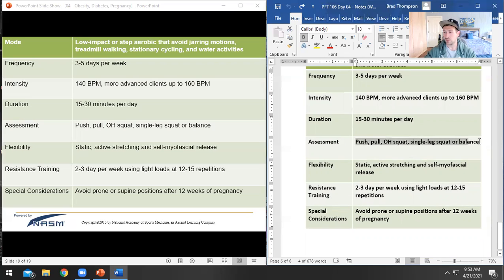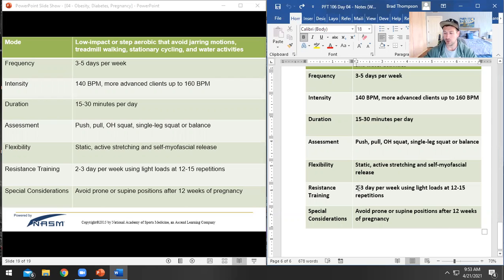Totally normal assessments. We don't have to make very many adjustments here. Pushing assessment, pulling assessment, overhead squat. If they can do a single leg squat, go for it. If they can do a single leg balance, go for it. Flexibility training, we're going to see mostly static and active stretches as well as self-myofascial release. You'll notice we're skipping dynamic stretches because dynamic stretches do tend to move through multiple planes of motion. They do tend to change body position into prone or supine positions. And they are sometimes ballistic in nature, and that high impact, that jarring, is definitely something we are avoiding for the most part.